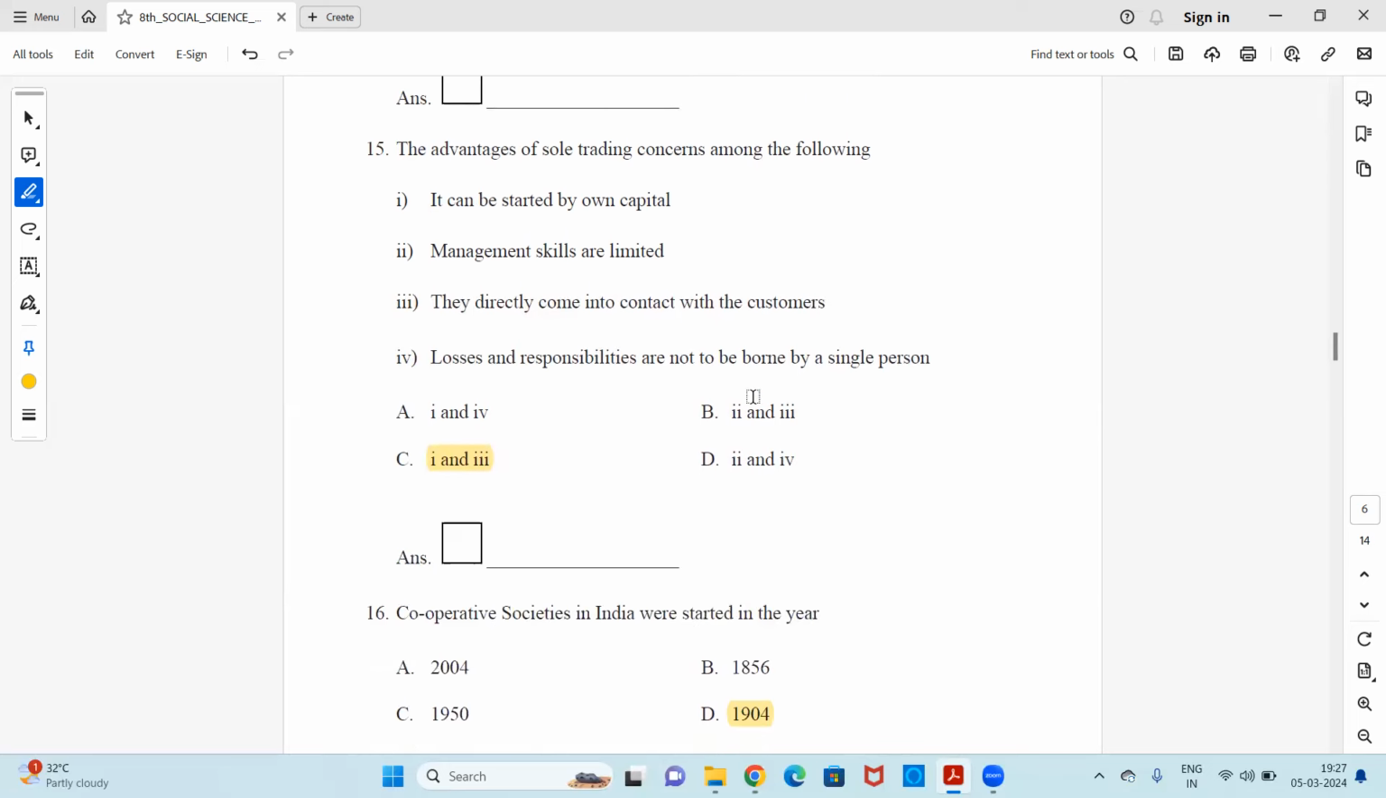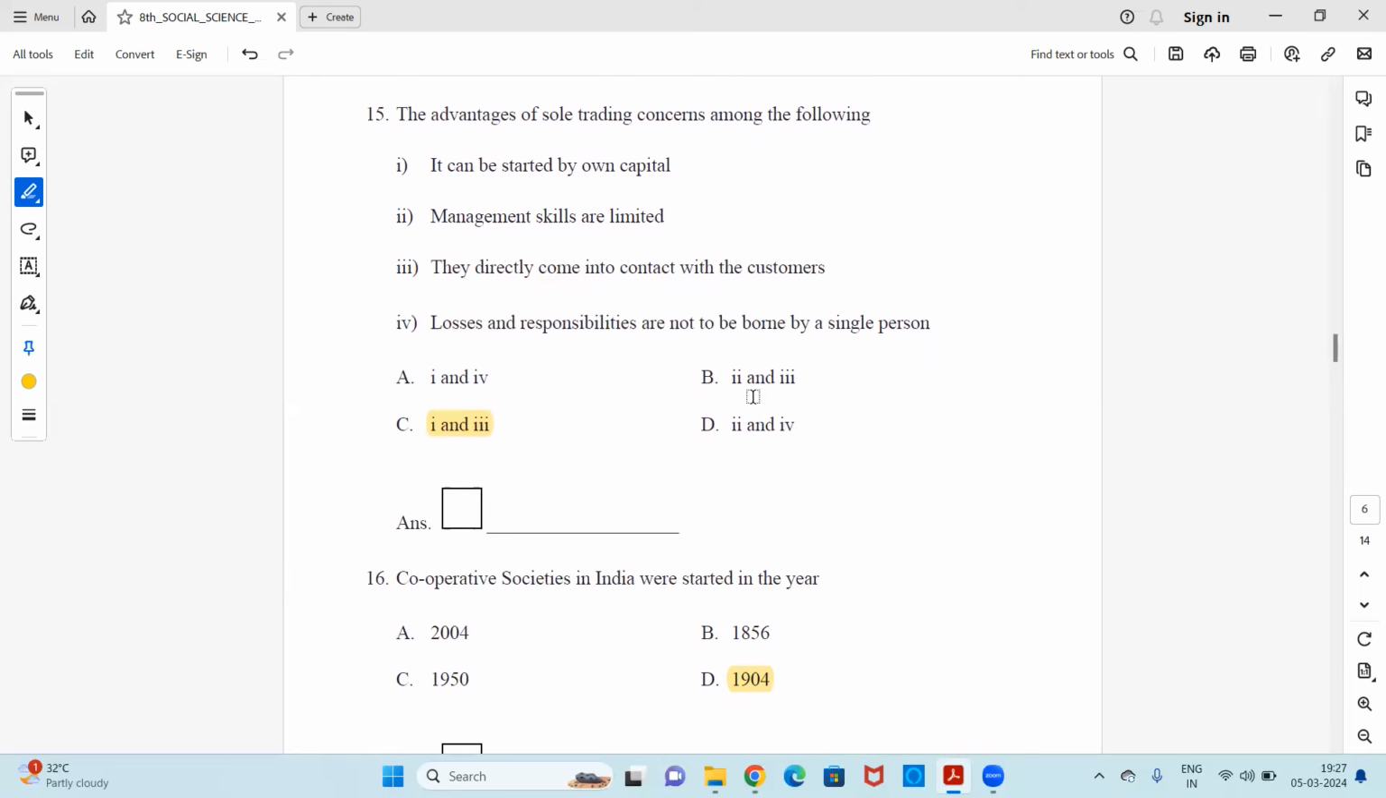Next, the advantages of sole trading concerns among the following. So again, it's a similar question which we have done earlier. You have to find out the advantages of sole trading. What are the advantages out of these four statements? Just have to decide and pick out those points from the given four options. So let us read the statement.